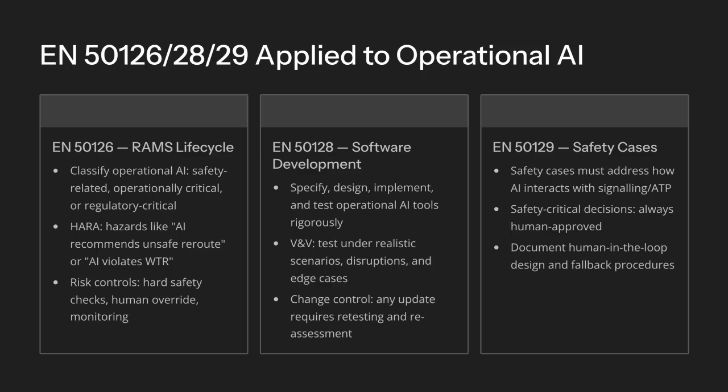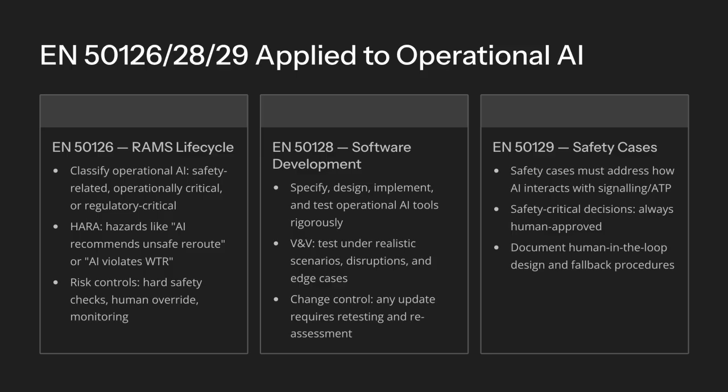Second hazard. The AI generates a roster that violates working time regulations. The risk here is twofold: legal liability on one hand and crew fatigue on the other, which, as we've discussed, is a direct safety concern. The control measures are explicit constraint enforcement within the system itself, human review before publication, and ongoing compliance audit after deployment. Now let's look at EN 50128, the software development standard.